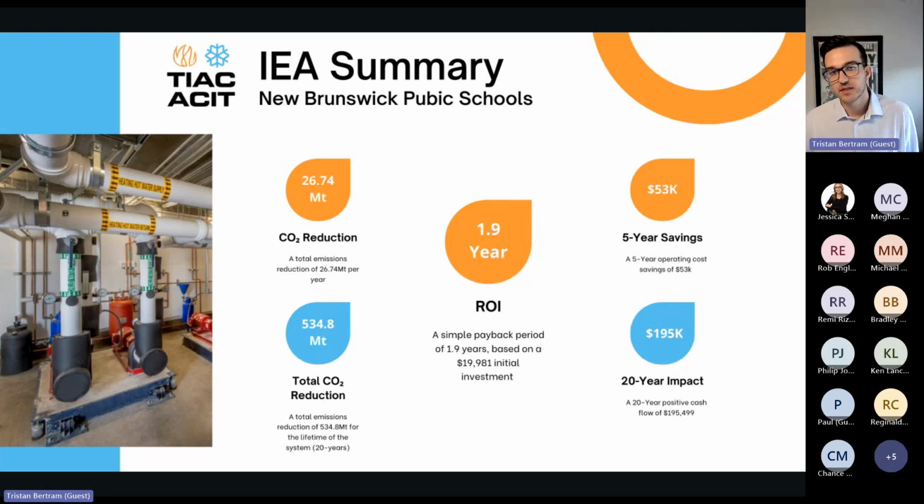So by fixing the under-insulated areas, the client was able to reduce 26 metric tons of CO2 per year, with a total reduction of 538 metric tons over the estimated 20-year lifespan of the insulation system. Through operational cost savings, the school district recovered its $19,900 investment in just 1.9 years. The increased efficiency provided a five-year savings of $53,000 and a cumulative 20-year positive cash flow of $195,000.